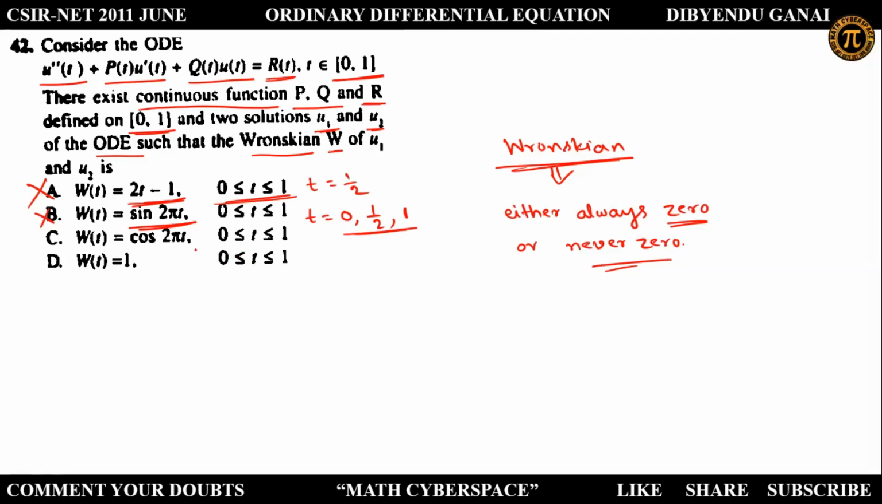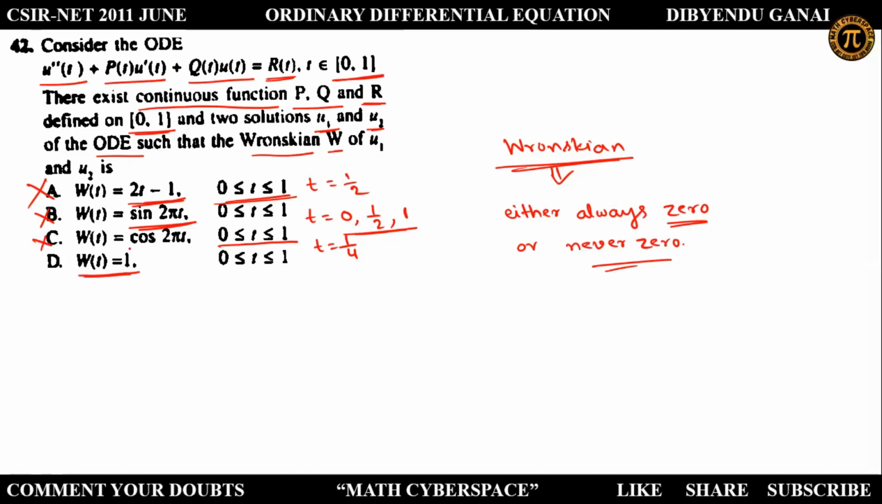Now check option C. Option C, cos 2 pi t. In this case, if we put t equals 1 by 4, this is cos pi by 2, and cos pi by 2 equals 0. So in the closed interval 0, 1, only at the point t equals 1 by 4 is the Wronskian 0, but at all other points it is non-zero. Okay, so option C is also incorrect.